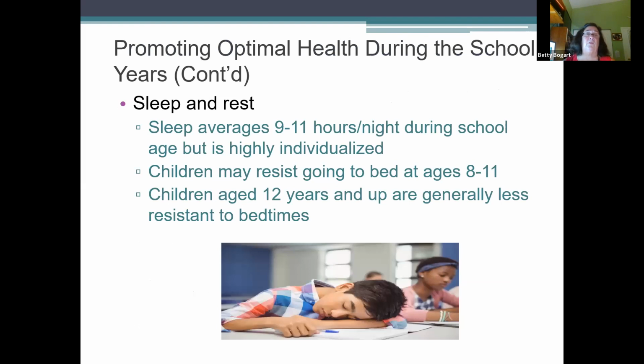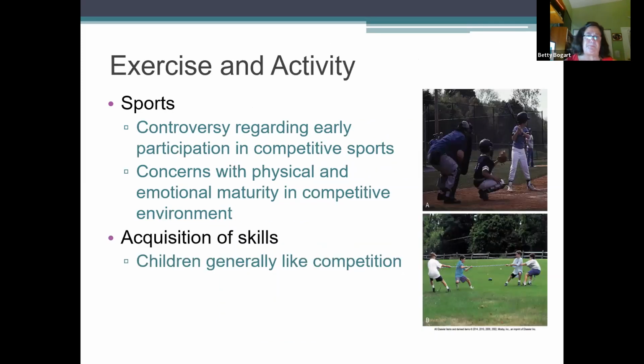Sleep. Now, school-age children should have 9 to 11 hours. We know the younger school-age children are going to fight going to bed. I need a glass of water. Can you read me another book? I got to go to the bathroom. And they go on and on. The older children say, listen, I'm tired. I'm going to bed, Mom. And they go into bed. But that's the change.